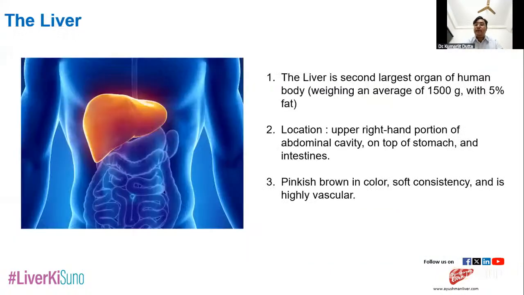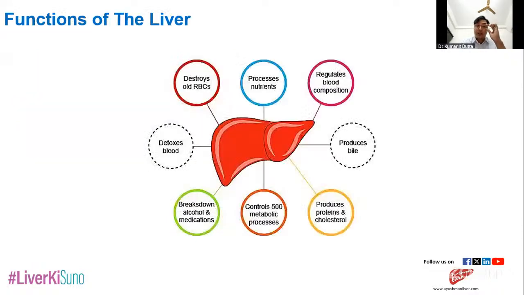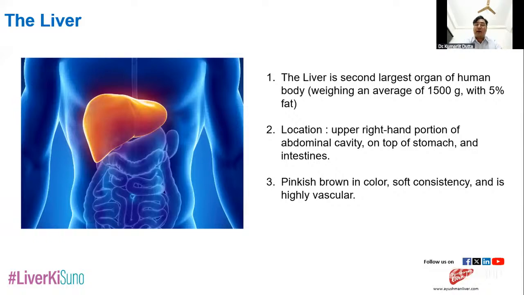As we know, the liver is the second largest organ in the body, and it weighs about 1,500 grams, and its fat content is less than 5%. It's located in the right hypochondrium of the right upper abdomen, and it's pinkish in color.